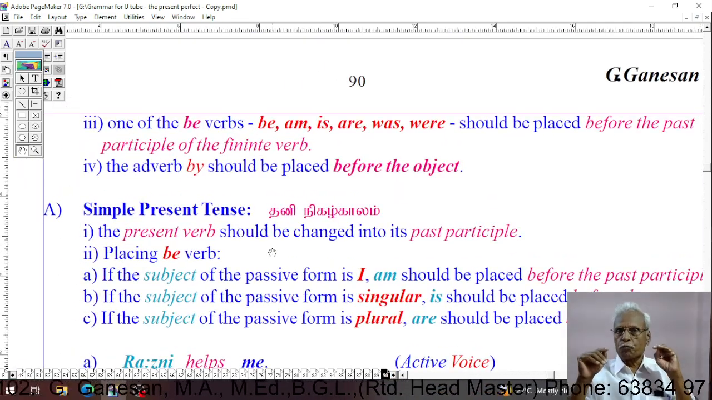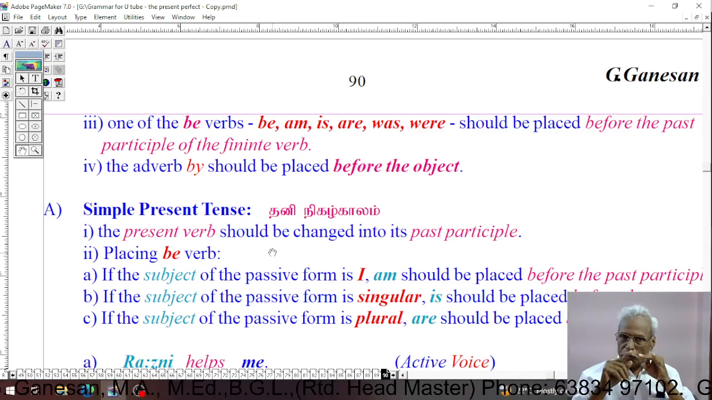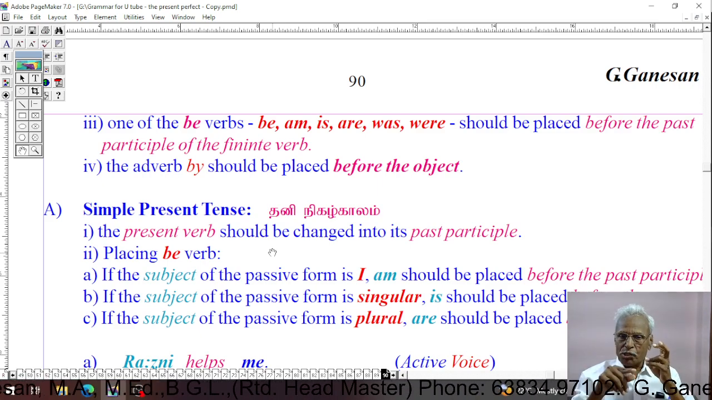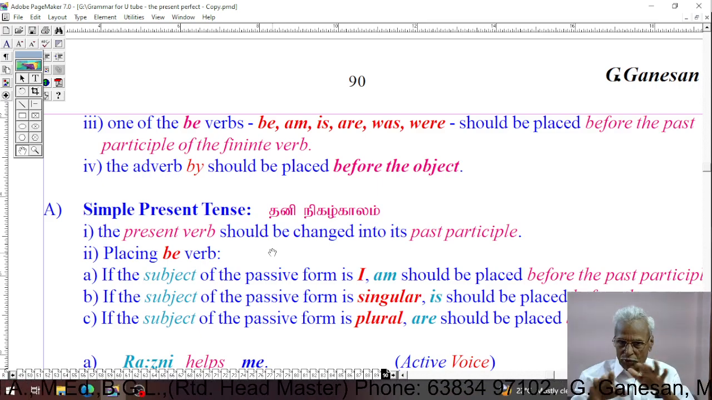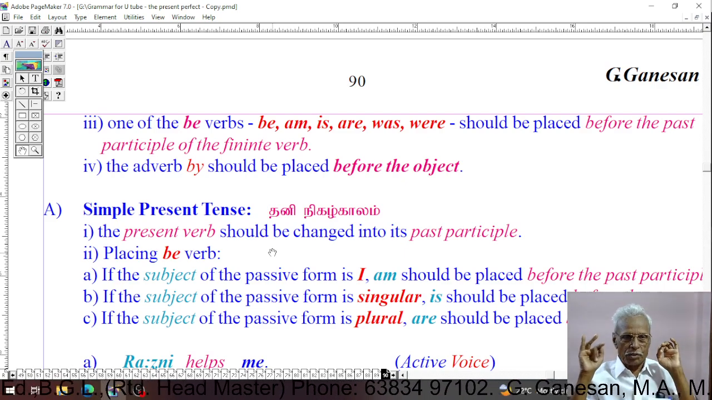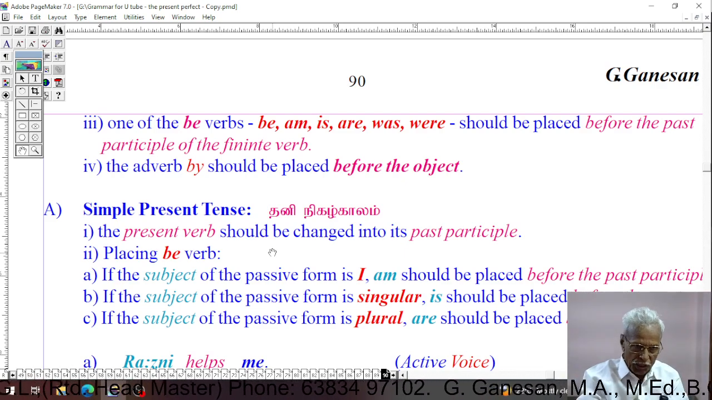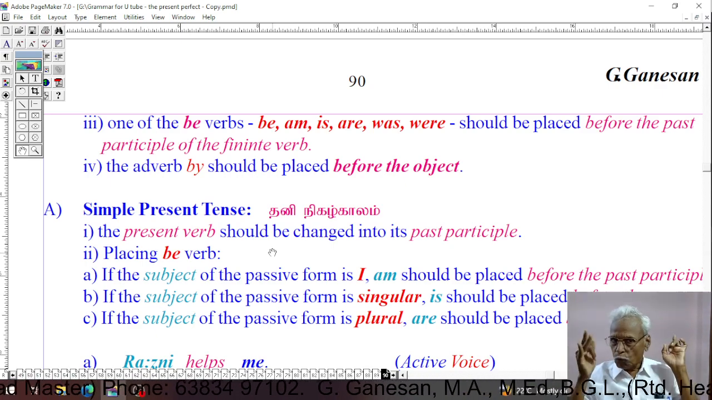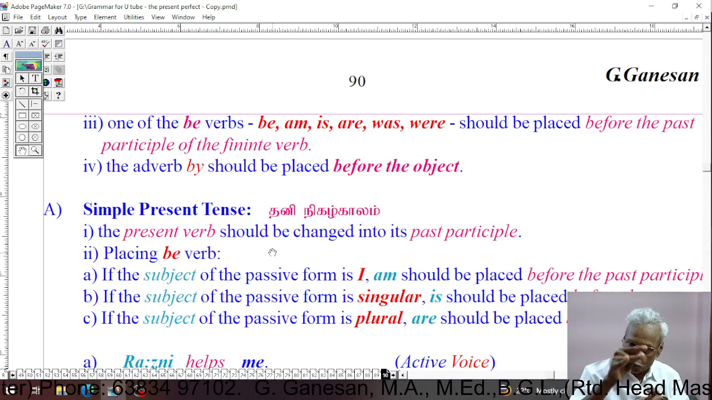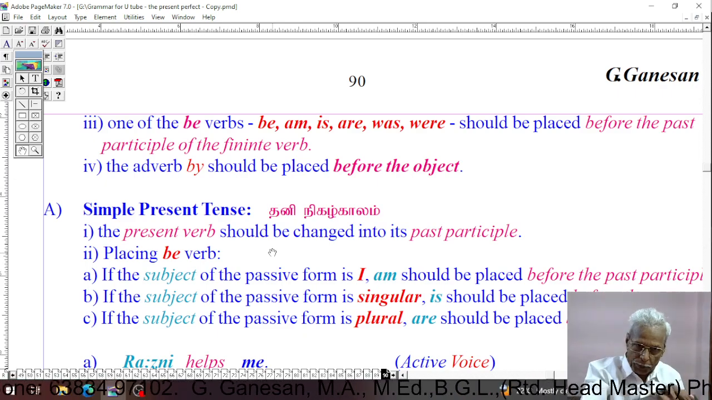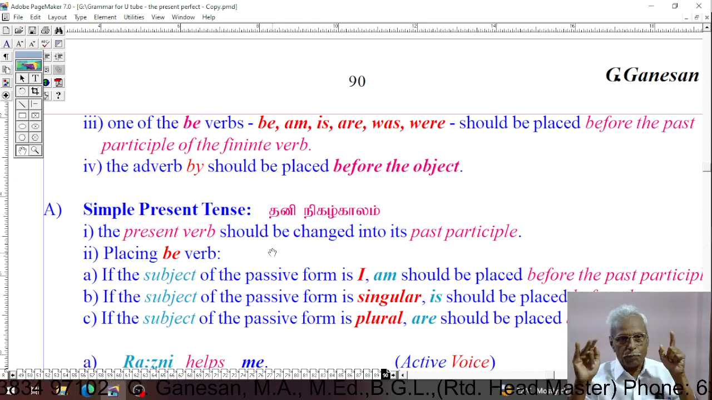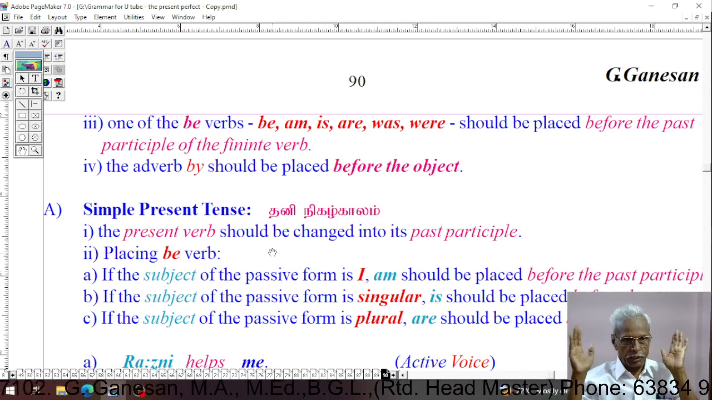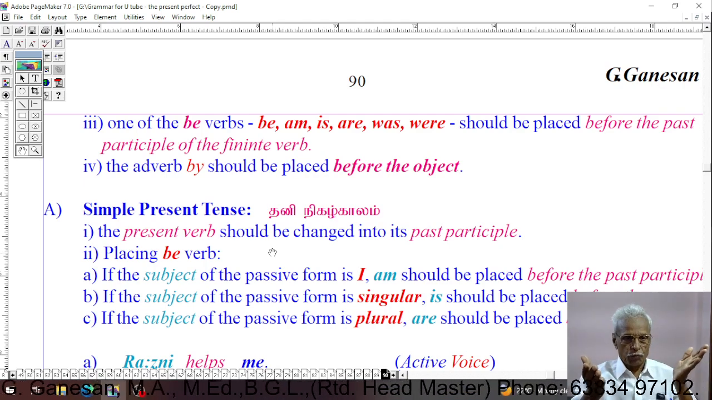Rule 3. One of the be verbs, be, am, is, are, was, were, one of the 6 be verbs should be placed before the past participle. Rule 3.